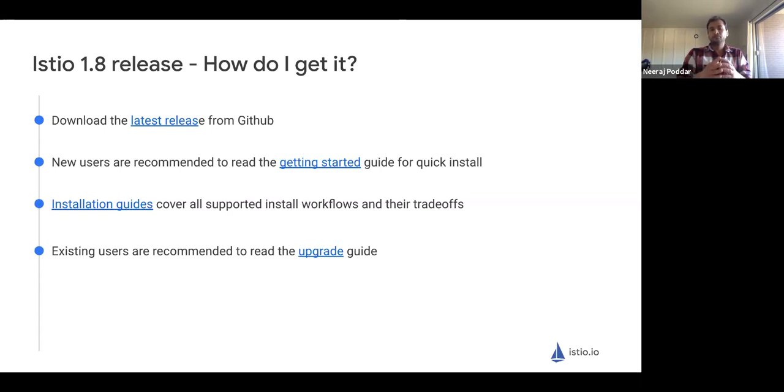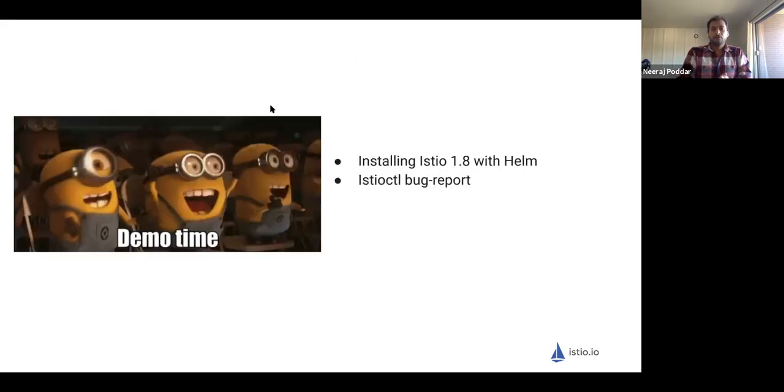And the last is, if you are upgrading Istio, please go through the upgrade guide. It gives you various options where you can do an in-place upgrade or a revision-based upgrade, or you can test the new version doing a canary deployment. So all of these options and resources are available to you. Read them and then move to 1.8 and give us feedback. Right, so now I have a demo prepared where I'm going to be installing Istio 1.8 and show you how the istioctl bug report tool can be used. But before I move to the demo, are there any questions I can answer for people?